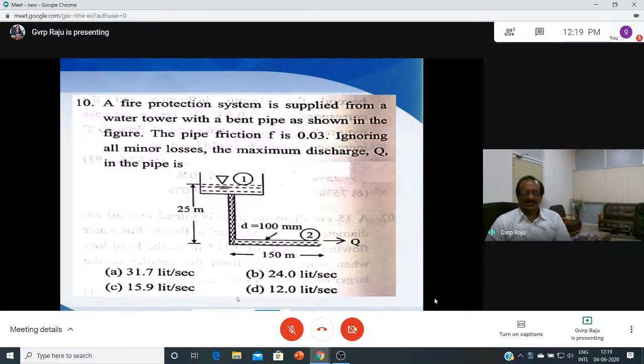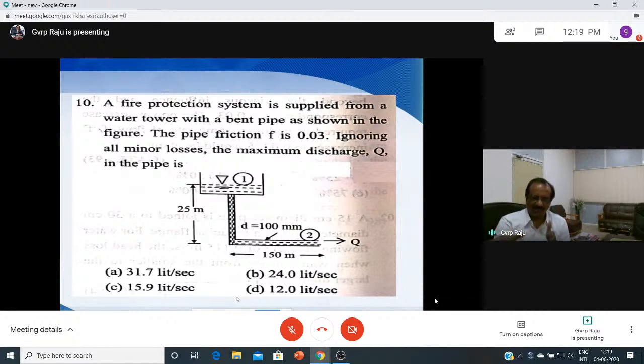So a fire protection system is supplied from a water tower with a bent pipe as shown in the figure. The pipe friction f is given. I am also taking some interesting and important questions which are given in GATE. These are all given in the GATE examination. You need to have exposure to this.